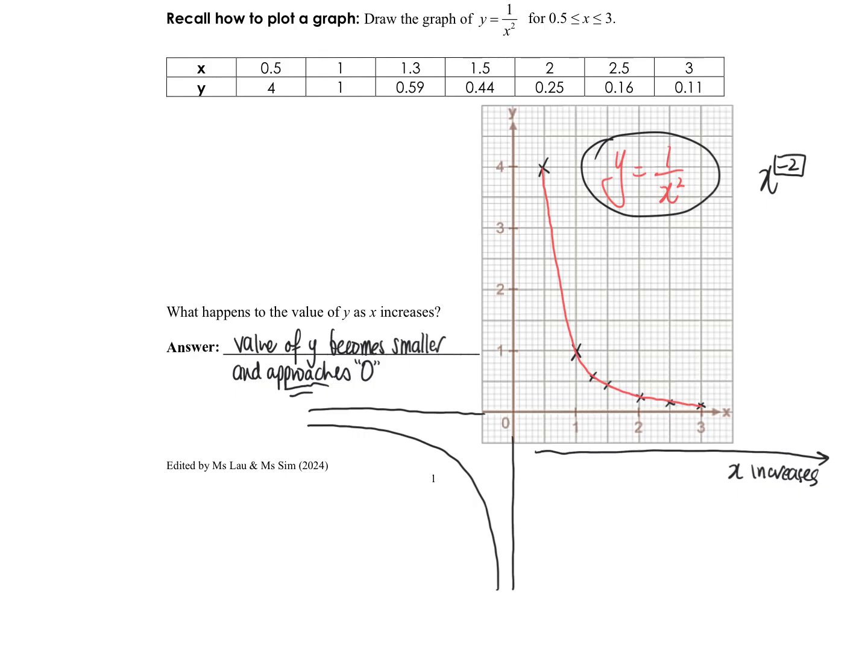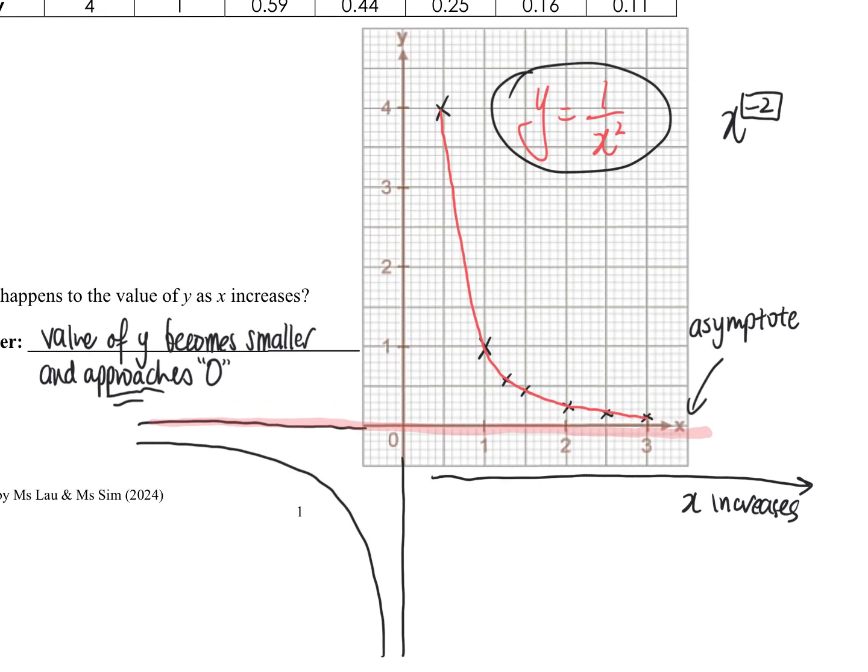So now I'm going to introduce you to this word, called the asymptote. Okay, asymptote is a line where your curve approaches but will never touch it. It is actually the value where your graph is undefined.